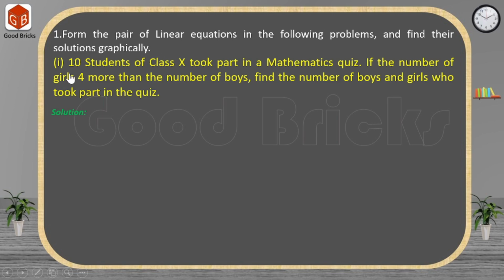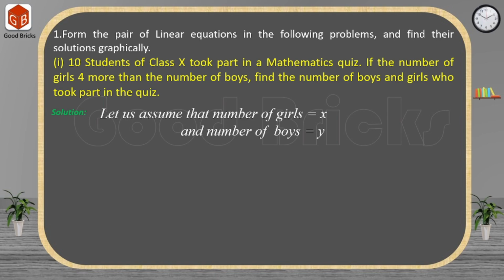Done. So if you look at the first problem, 10 students of class 10 took part in a mathematics quiz. If the number of girls is 4 more than the number of boys, find the number of boys and girls who took part in the quiz. This is the question. And in the question they said that there are boys and girls.